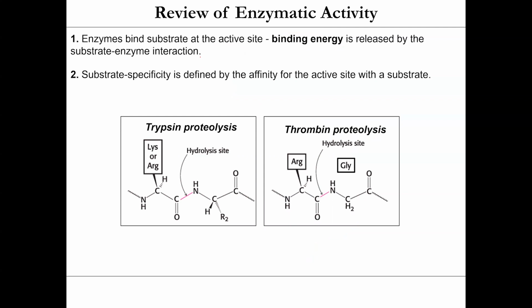And so the substrate specificity of each specific enzyme is going to be defined by the affinity for the active site residues with our particular substrate. We talked about that when we talked about trypsin proteolysis versus thrombin proteolysis. They catalyze the same reaction, which is the hydrolysis of a peptide bond, but trypsin has specificity for bonds that are directly after lysine or arginine residues, whereas thrombin hydrolyzes peptide bonds between an arginine and a glycine group. So that substrate specificity is going to be defined by the affinity for the active site with our particular substrate.